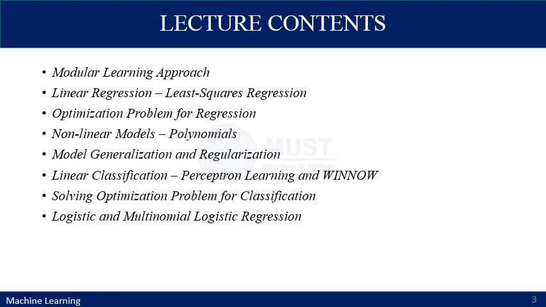So in this lecture, we are going to move towards a modular learning approach, and we will start by looking at a linear regression model, and the most commonly used linear regression model is least squares regression. Once you build the model, you have to optimize the model with respect to your problem. There are two ways to optimize problems and train the algorithm. One is using a direct method and the other is using a stochastic gradient descent algorithm.